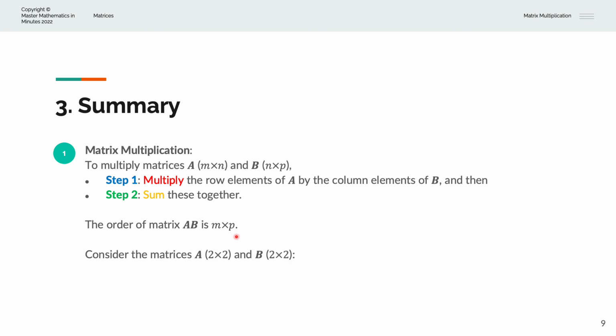Consider the case where we have matrices A and B of order 2 by 2 for both, with matrix A times matrix B, and we'll multiply the row elements by the column. So with A by E, and with C by F, and we'll sum these together. And we can populate all the other entries to obtain the combined matrix AB.